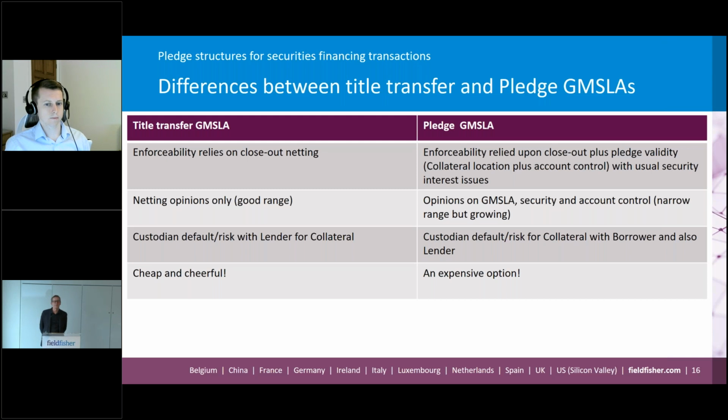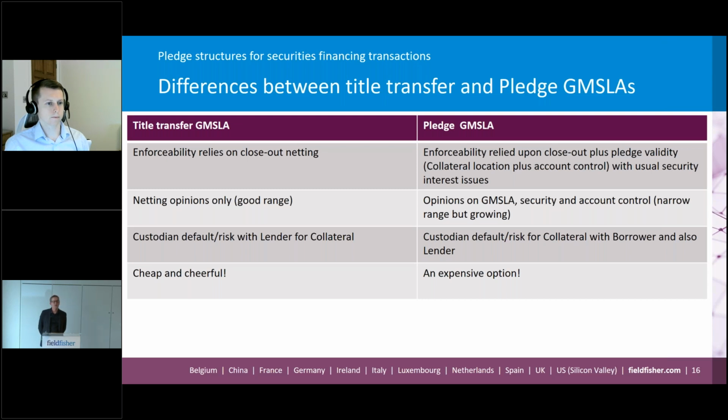Now, there are ISLA opinions on the GMISLA and certain security locations: Belgium, UK, and Luxembourg. I don't know, is there a New York one, Jenny? Not yet. But there are those limited opinions, but there isn't a suite of borrower opinions at this time, i.e. to address whether or not your borrower is UK, German, and so on. Would that security have been perfected against the borrower? So you would be expected to either obtain, or to have the borrower effectively provide you with, an opinion to cover that point.